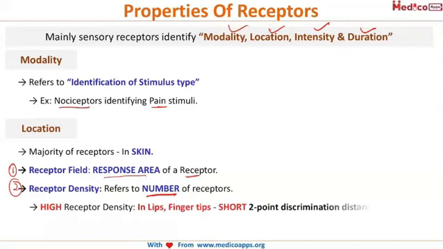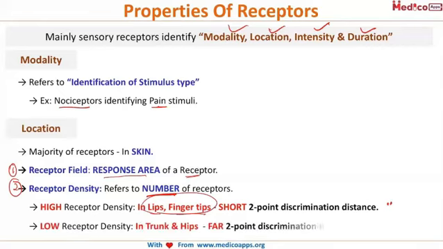Now high receptor density is seen in lips and fingertips. Here they help in a short 2-point discrimination distance. That is, suppose my points of stimuli are very close, even then these areas can easily differentiate them as two different stimuli. That is due to high receptor density. Now low receptor density is present in the trunk and hips. You can understand that they can only discriminate a far 2-point discrimination distance, right?